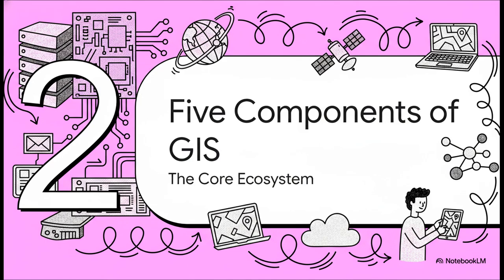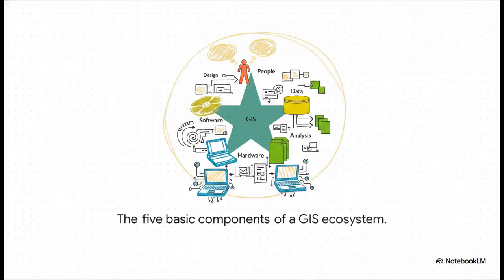Moving right along to Section 2, the 5 components of GIS. Let's look at the core ecosystem. For GIS to actually function, it integrates 5 basic components, kind of like a star. First, we've got the hardware. That's the physical computers and the GPS devices.